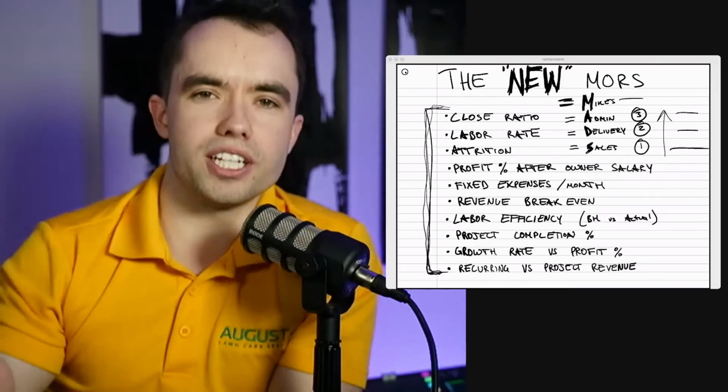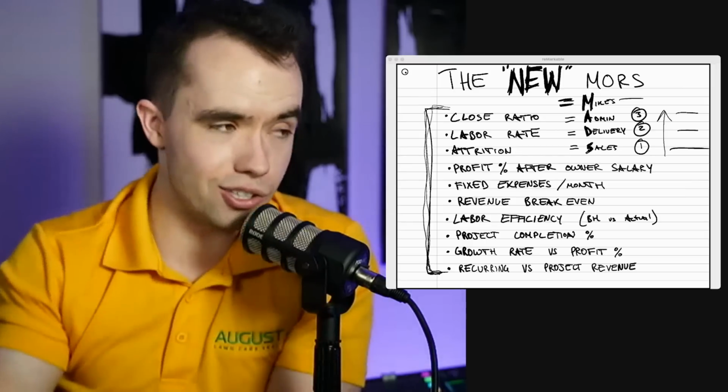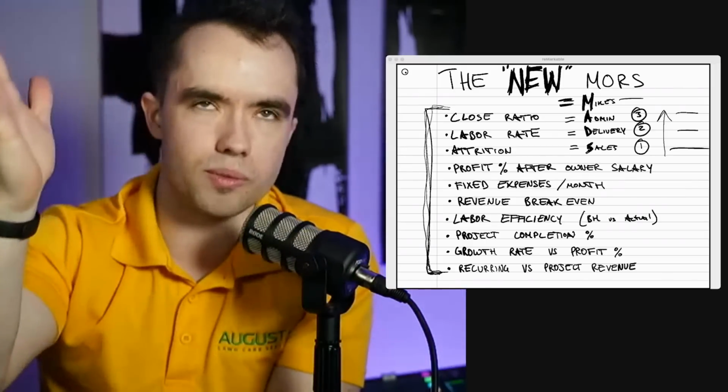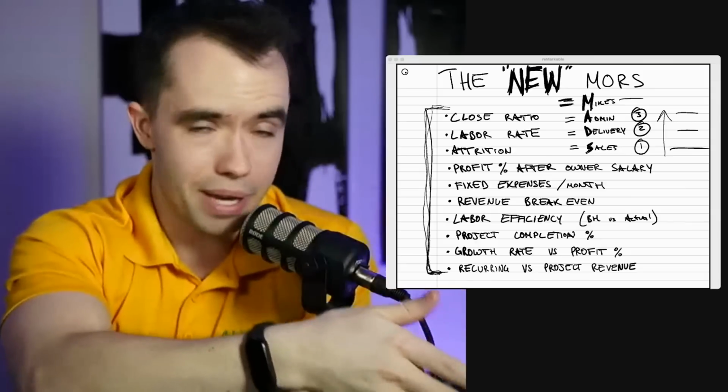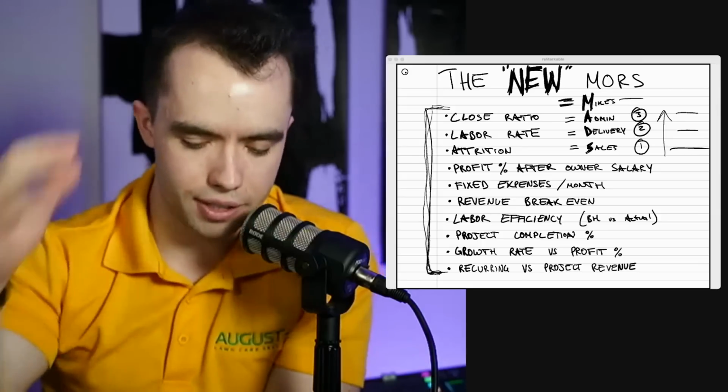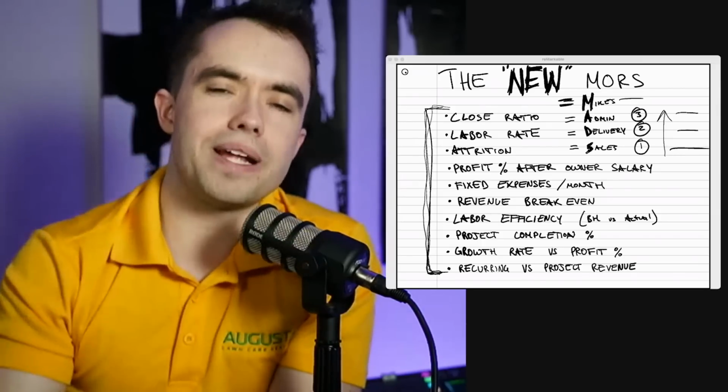The profit percentage after the owner's salary. So after the salary of the owner has been paid, what is the profit percentage of the business? Again, blows my mind that people don't know that. They don't know what they're getting paid on their salary, and they don't know what the profit percentage is of the business after their salary. Blows my mind.